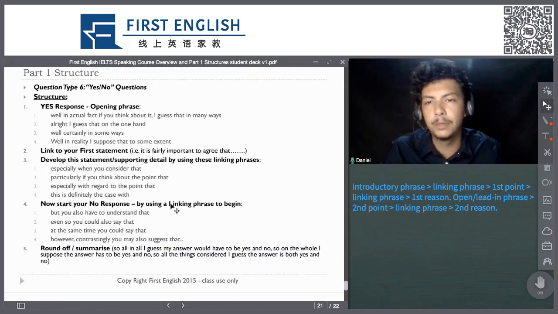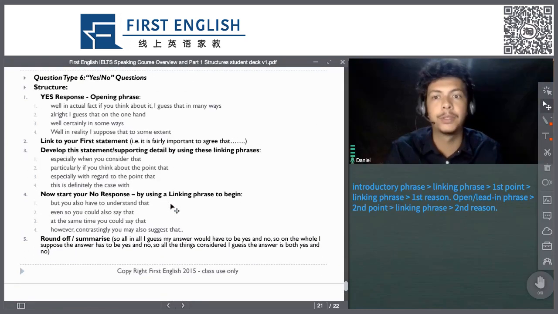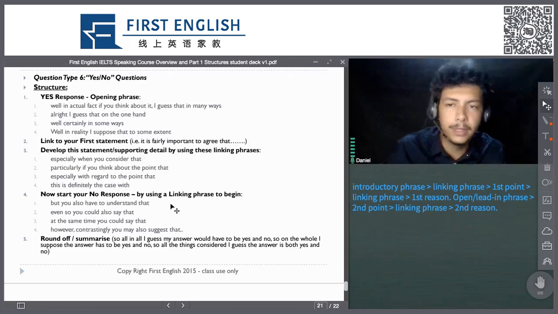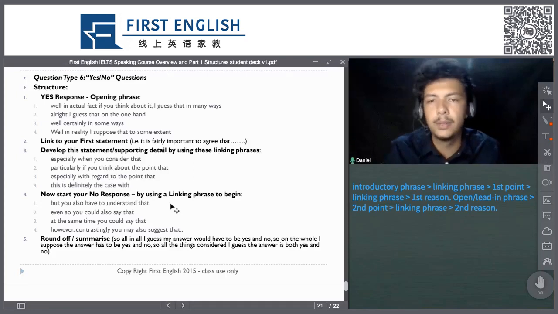So the structure to follow in particular would be to essentially describe the positions of both a yes and no response. So we're going to have an opening phrase for our yes response. Just like in the example, they said something like, well, in actual fact, if you think about it, I guess that in many ways. Another opening phrase you could use would be, well, certainly in some ways, so on and so forth. Then you're going to link into your first statement. It is fairly important to agree that eating healthy is important, just like was mentioned in the example phrase.